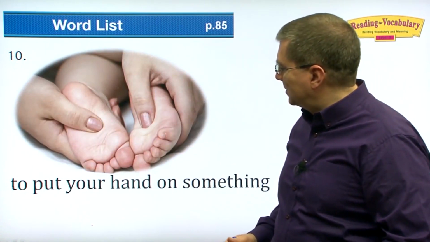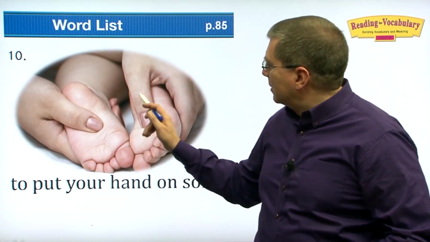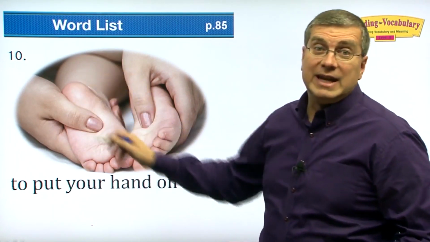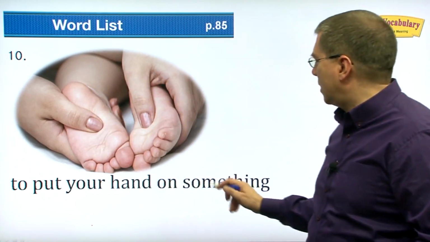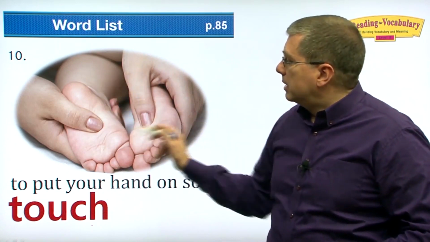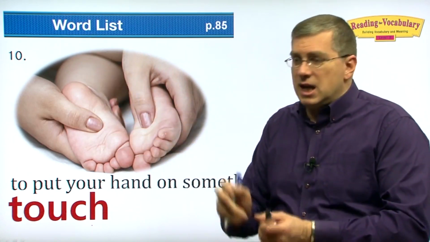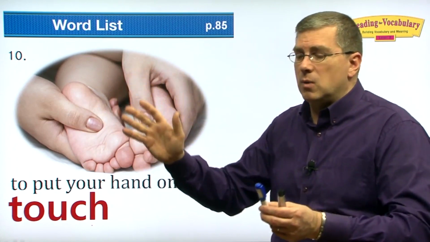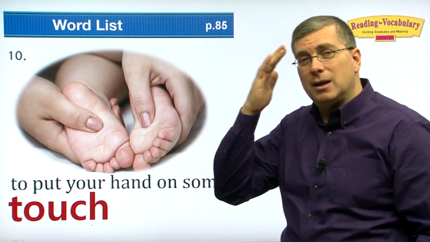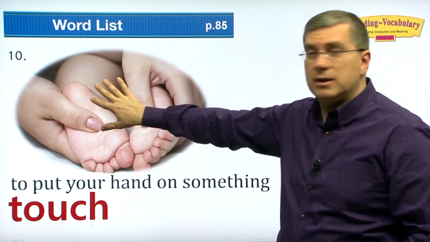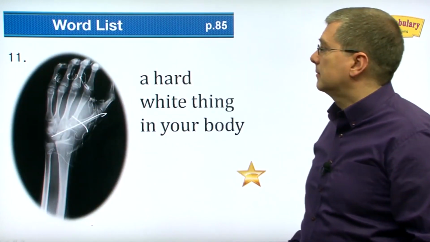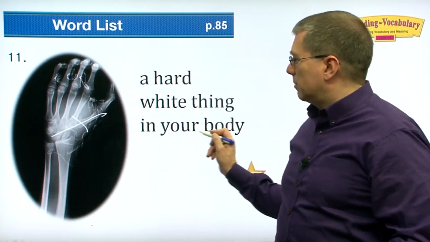10. Oh, that's cute too, right? What's going on there? Looks like the mother is touching her baby's feet, right? And there's lots of skin here, okay? To put your hand on something. To put your hand on something means to touch, right? The mother is touching her baby's feet. If you put your hand on something, doesn't matter what it is, I put my hand on the pen, I'm touching it. I put my hand on my head, I'm touching my head. Okay? Put your hand on the TV, you're touching the TV. To touch something.